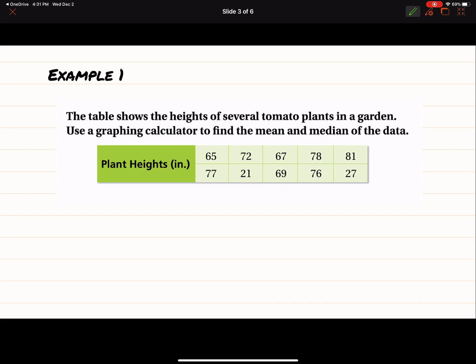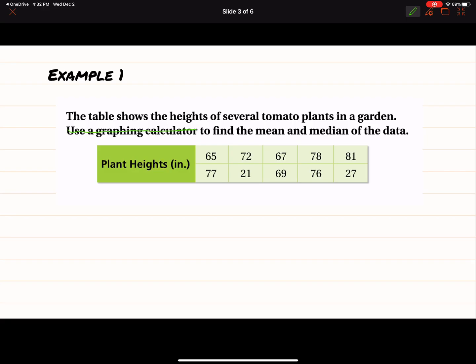Example 1 says, the table shows the heights of several tomato plants in a garden. Then it says, use a graphing calculator. We're not going to use a graphing calculator. Find the mean and median of the data. So we are going to find it by hand. That's something you will start doing in Algebra 2.